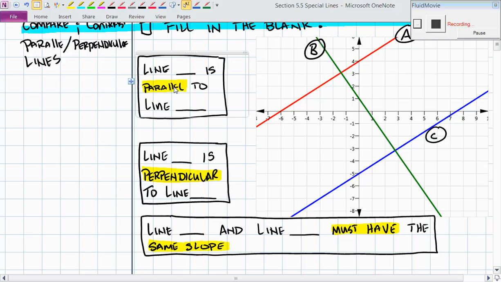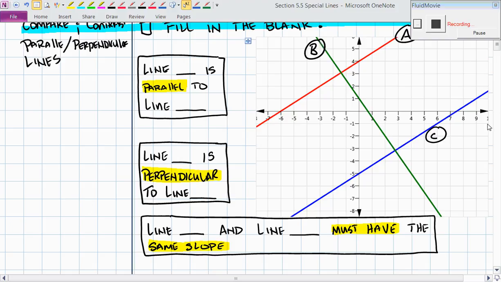Here's what it says. First one is line blank is parallel to line blank. Go ahead and fill that in, what you think it might be. Line blank is perpendicular to line blank. I want you to fill those in, just on the side of your paper there. And then the last statement says line blank and line blank must have the same slope.